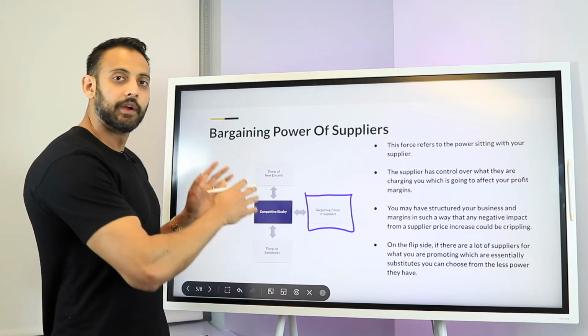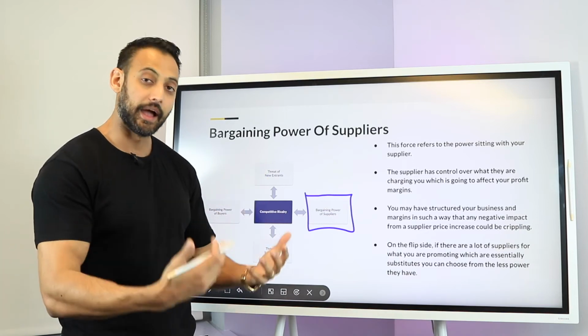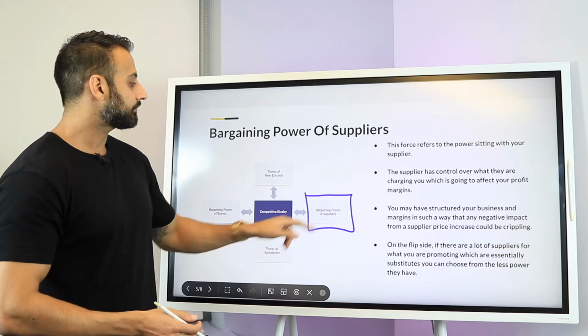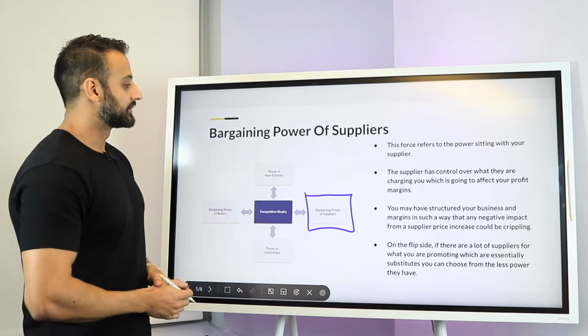Because remember, we go back to economies of scale. The more you're purchasing, the more buying power you have, and you can control the bargaining power that your suppliers think they have. So that's an important one too.